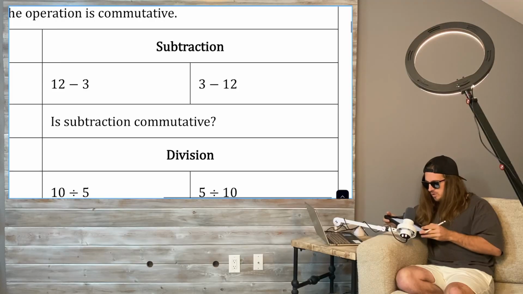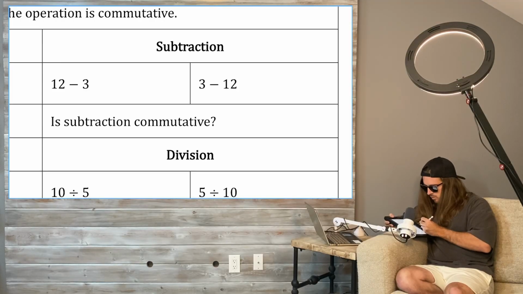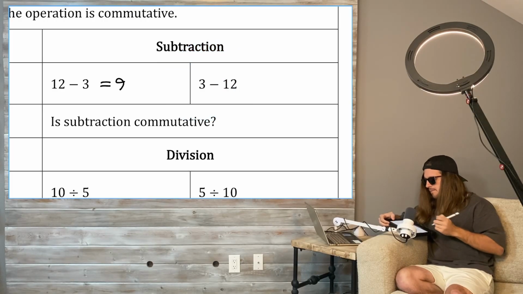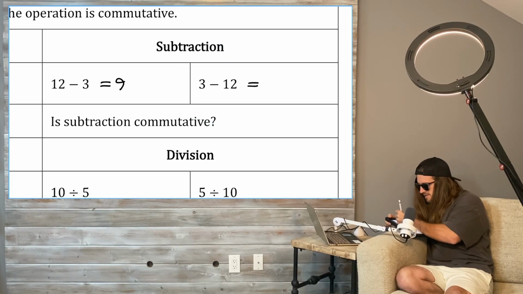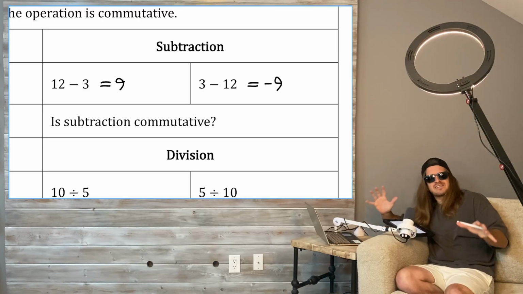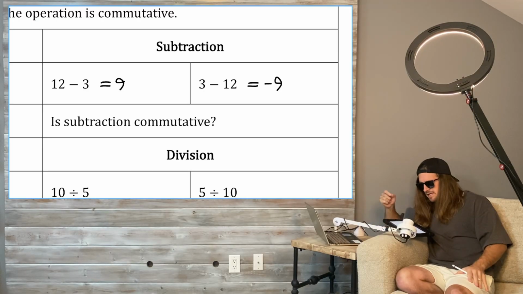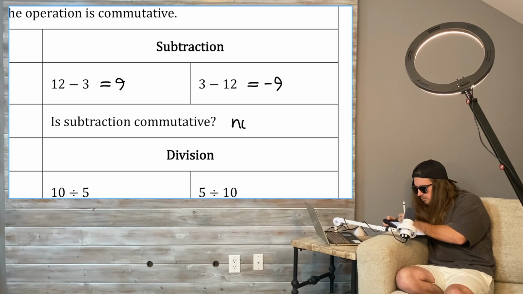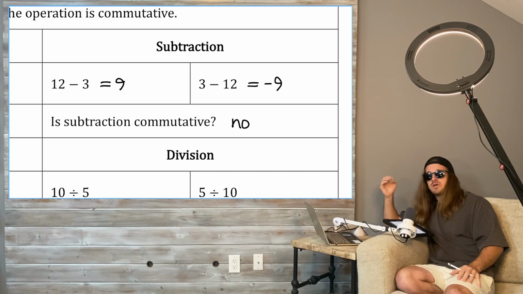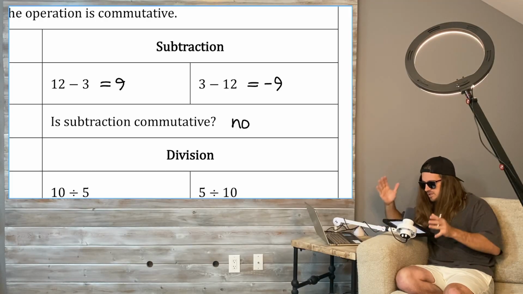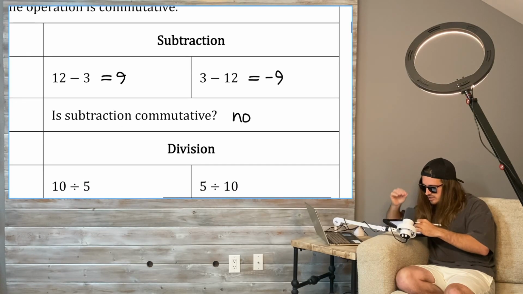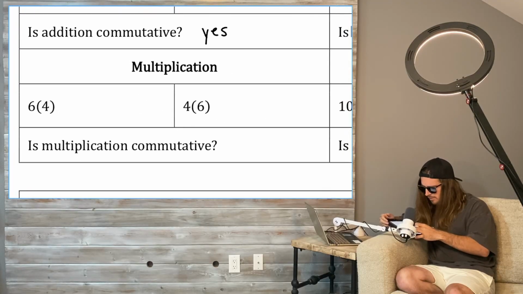Let's try this with subtraction. 12 minus 3. What is 12 minus 3? 12 minus 3 is 9. What about 3 minus 12? 3 minus 12, well, that's negative 9, right? Close, but not exactly, right? That is a different number. So is subtraction commutative? No. If you reverse the order of subtraction, you get a different answer, specifically the negative of the previous answer, right? So reversing subtraction negates the answer. It is not commutative.